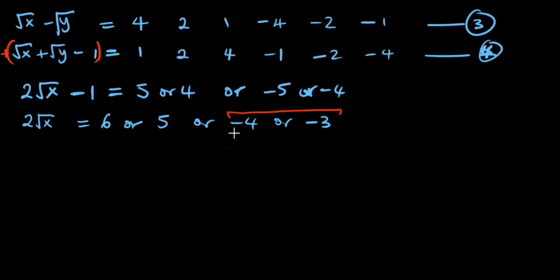That's so because 2 root x cannot give us negative. When we take root x, we restrict the codomain to be only a set of non-negative real numbers. So this is not possible. In that case, we only have this to work with. So we divide both sides by 2, so that we have root x is 3 or 5 by 2, or 5 by 2. But again, this 5 by 2 is a problem.